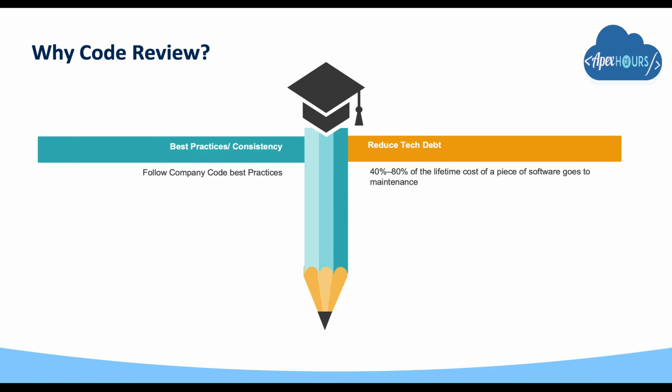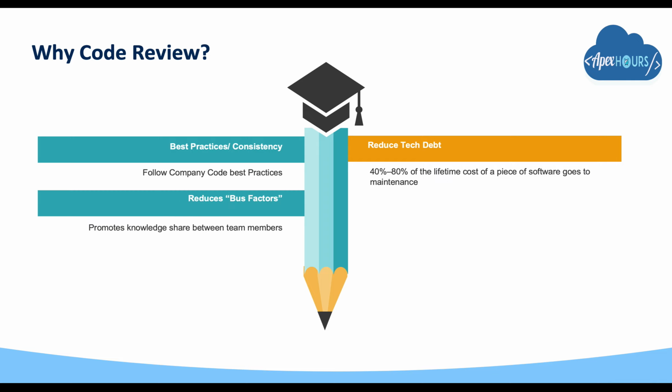And the second thing is code review is really helpful to reduce the technical debt. Most of the companies spend 40 to 80% of time on the maintenance of the code, and that helps you to reduce the bus factor. Now let's see what the bus factor is. Take an example: your developer has been writing code for a long time and has a grip on a particular area, but think about if he moves from the team or he leaves your organization.